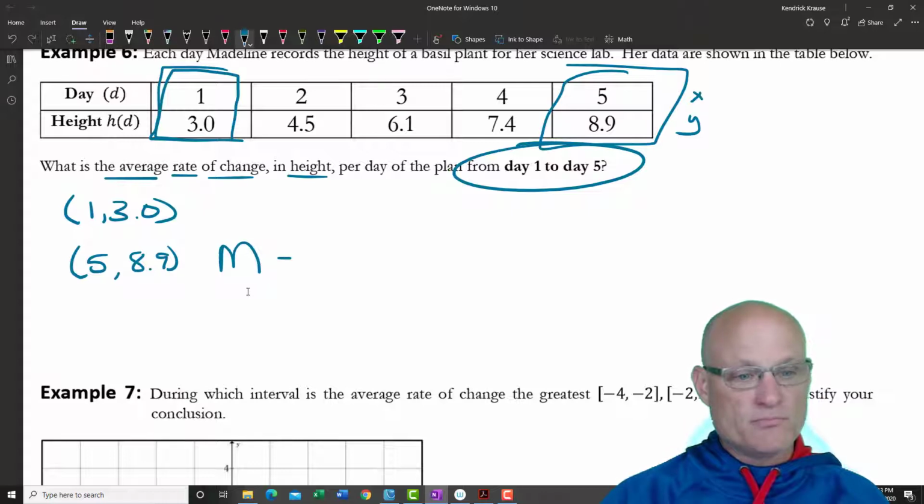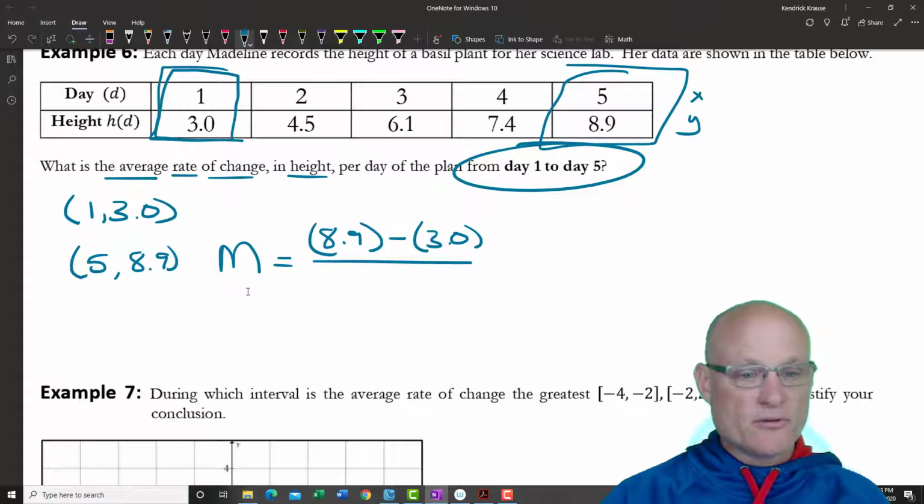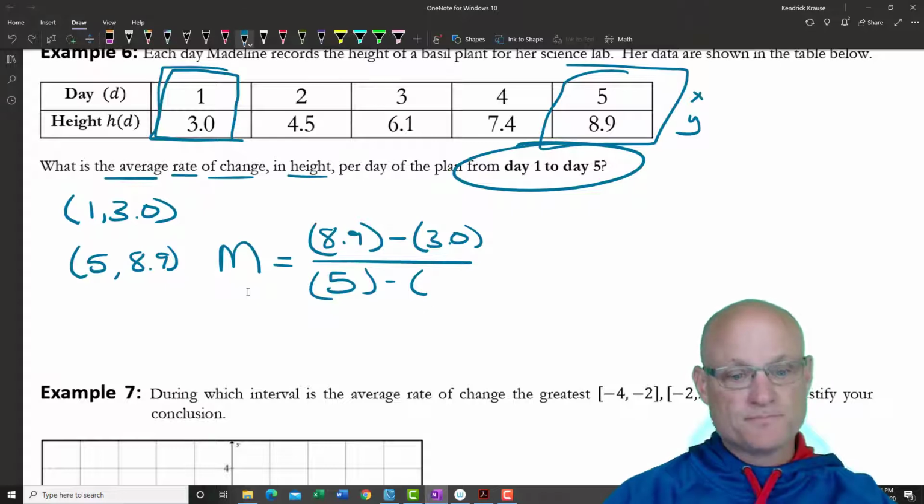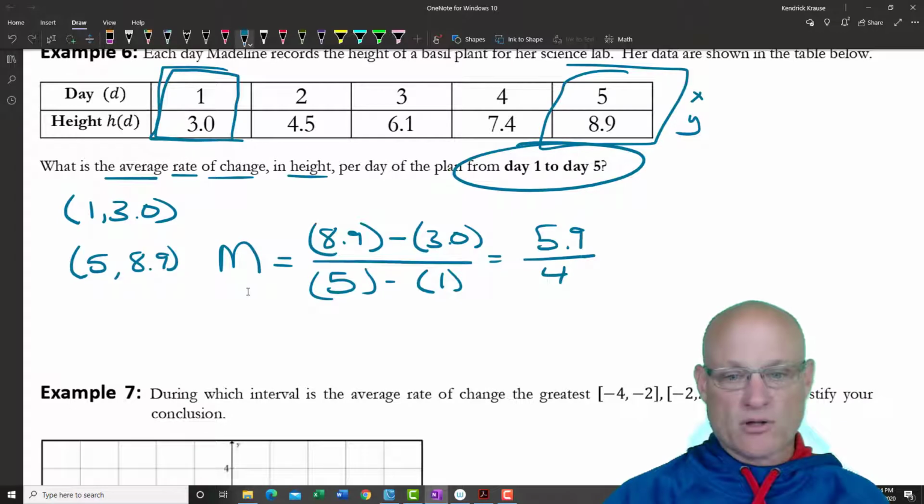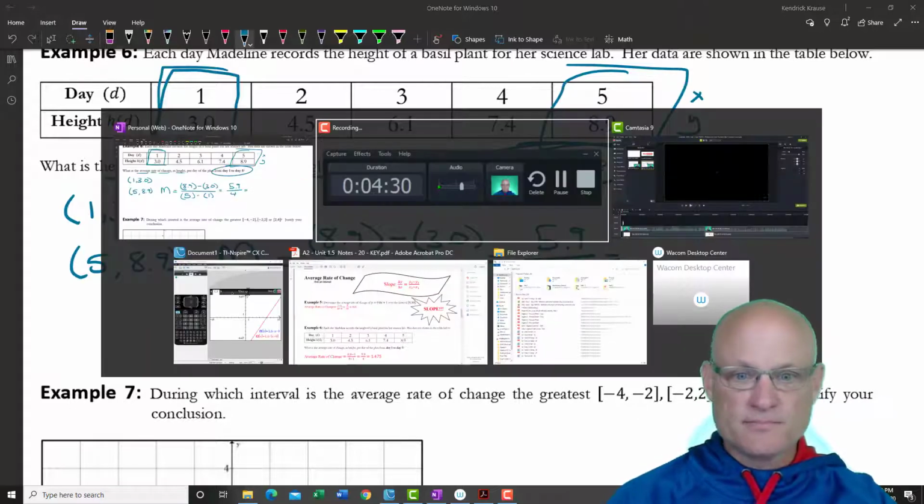So slope is equal to 8.9 minus 3.0 all over 5 minus, oops, not negative 1, just 1. So what does this become? This becomes 5.9 over 4. We probably should get that answer.